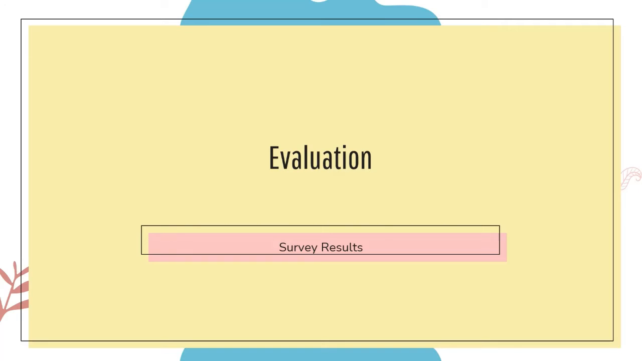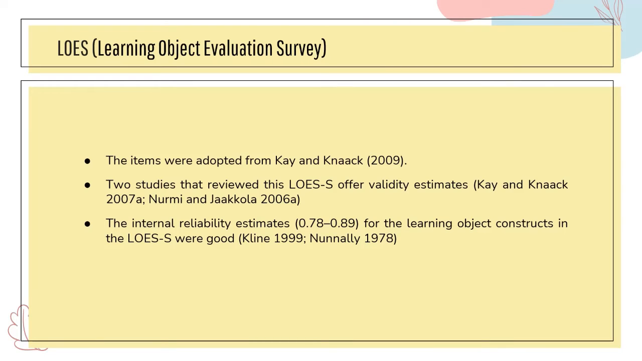The final stage is the evaluation, where it is the discussion of the survey result from the target audience. In this class, we use the LOES survey, which is the Learning Object Evaluation Survey, whose items were adapted from the Kay and Knack paper in 2019. The LOES is known as one survey that has moderate validity and reliability to evaluate learning objects.